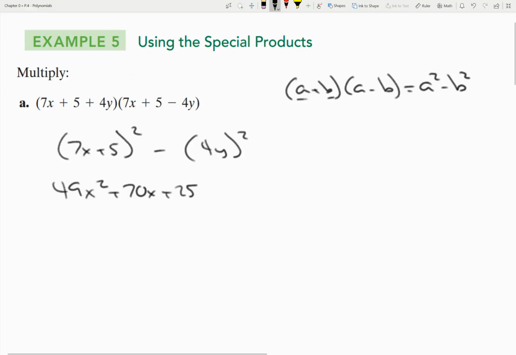Don't forget, square the inside here first, which means that it's 4y squared, which is 16y squared, and then the minus. So it's minus 16y squared. Way easier than having 9 terms that we have to find the ones that have like terms, and some are going to cancel, and then wind up with a second degree polynomial with 4 terms.